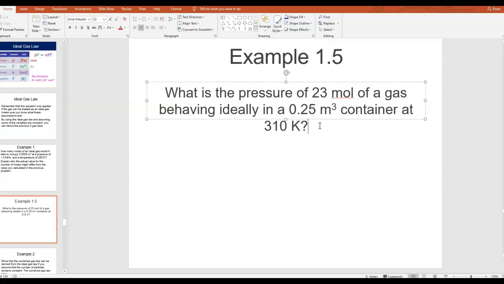A couple more examples. What is the pressure of 23 moles of an ideal gas, a gas behaving ideally, in a 0.25 cubic meter container at 310 Kelvin? This is another super basic calculation question. I can just do this very quickly. PV equals nRT. I'm looking for pressure. I have n, the number of moles. I have the volume, and I have the temperature.